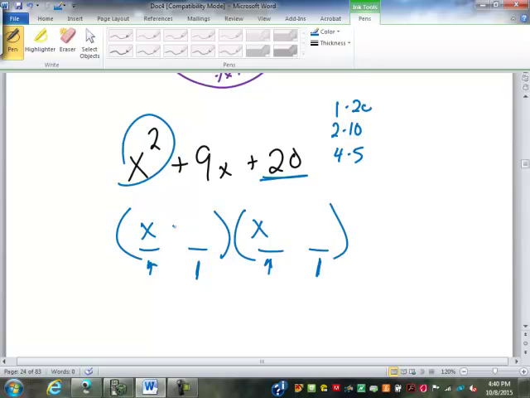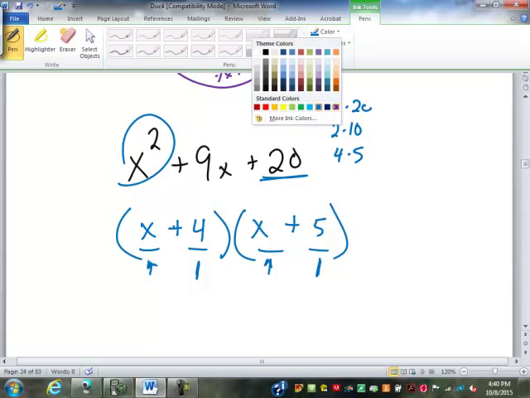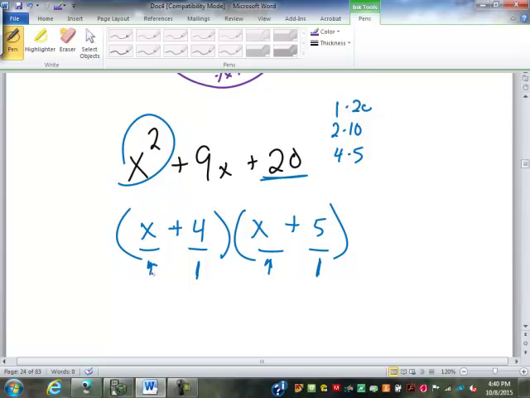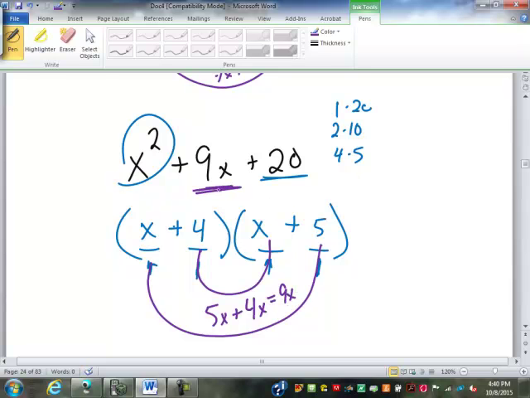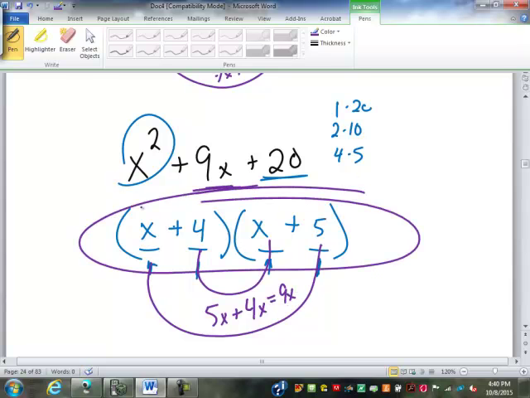4 times 5? Now it's a positive 20, so it's most likely a positive 4 and a positive 5, or it could be negative 4 times negative 5. Just to know. How do we know if it's 4 and 5? Well, we double check. On the outside, what's x times 5? 5x. On the inside, 4 times x is 4x. That adds up to 9x. Is that what we want? Yes, it is. So x squared plus 9x plus 20 factors into x plus 4 times x plus 5.